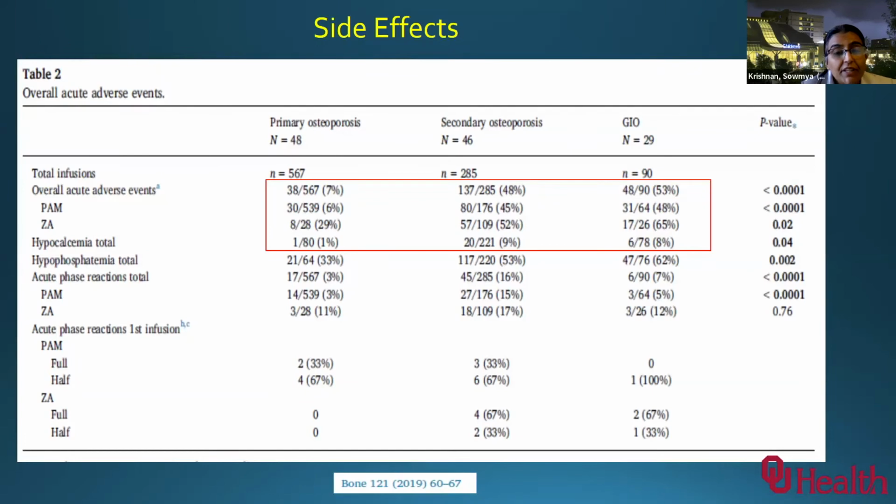Bisphosphonates do have side effects. The most common side effect is acute phase reactions, which usually consist of fever and myalgia. This is seen with both pamidronate and zoledronic acid, which are the two bisphosphonates that are often used. It's more often seen in a diagnosis of secondary osteoporosis than primary osteoporosis. And it's slightly more common with the use of zoledronic acid. It's also more common with the first infusion and becomes a little less frequent with subsequent infusions.